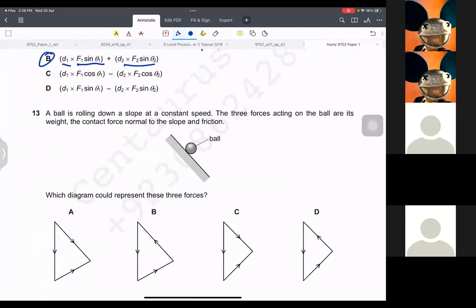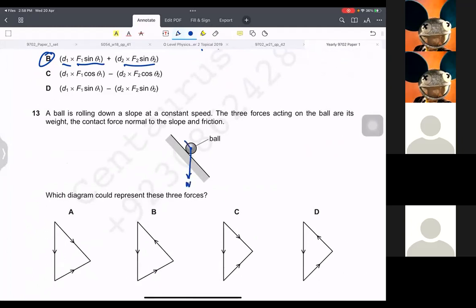Okay, what diagram represents these forces? So if it is going at constant speed, which means that the forces are in equilibrium. Now forces in equilibrium basically must always pass through the same point. So let me tell you why. The weight is going to be down.